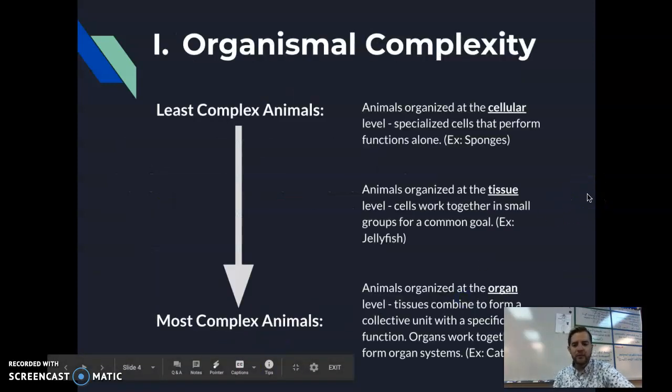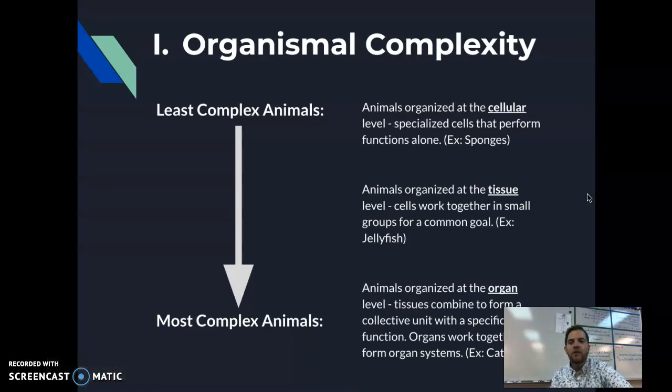So, organismal complexity, in terms of the least complex animals, they are organized on the cellular level. So organisms that are the least complex, including the example of sponges, these are organisms where the most complex part of that organism is its cells. The cells don't work together necessarily for any major function, but they perform their own specific function, but there's no organs, there's no tissue, there's no skin type structures, etc.